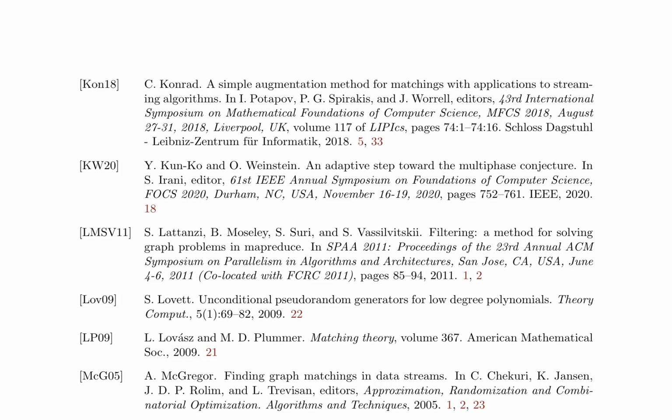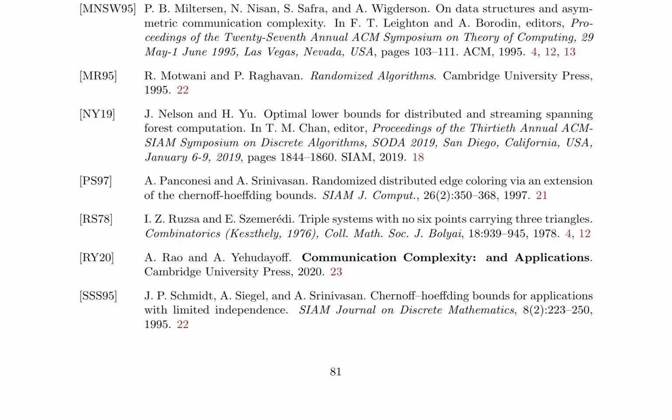The paper discusses various algorithms and techniques for solving graph problems, particularly focusing on the semistreaming model. It begins by introducing the concept of a simple augmentation method for matchings, which has applications to streaming algorithms. This method is further explored in the context of adaptive steps toward the multiphase conjecture. The authors also delve into filtering, a method for solving graph problems in MapReduce, and its implications for parallelism in algorithms and architectures. They discuss unconditional pseudorandom generators for low-degree polynomials and their relevance to matching theory.